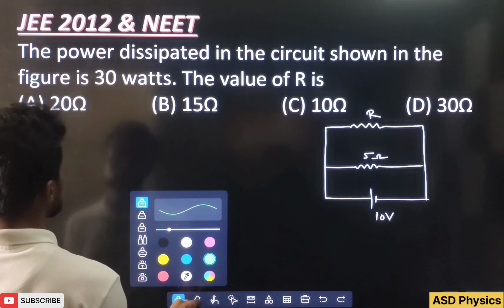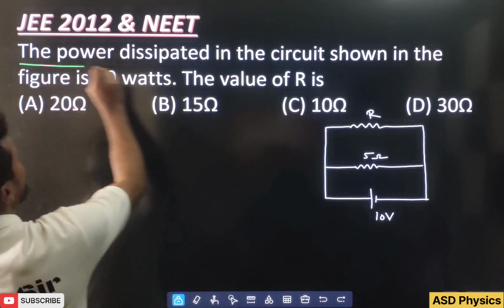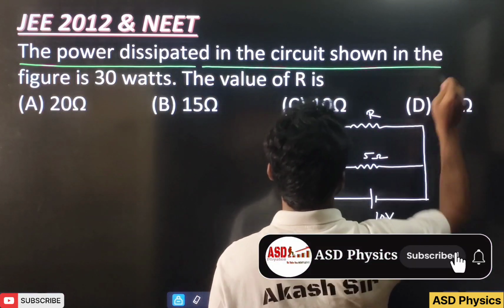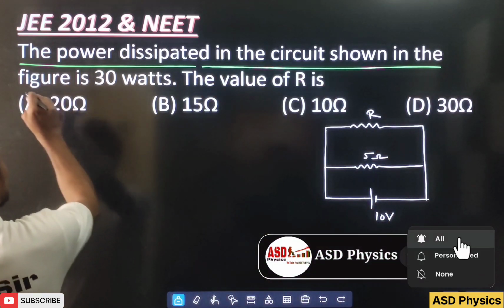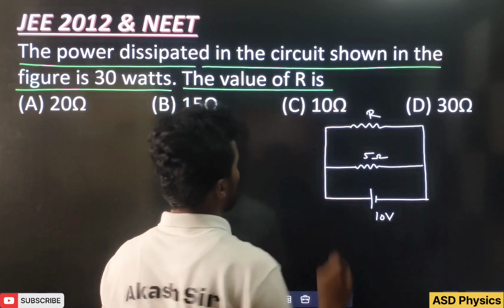All these important questions we are solving. So see, JEE 2012 question is here. Kindly see here. The power dissipated in the circuit shown in the figure is 30 watt. This is the circuit. The value of R, how much here?